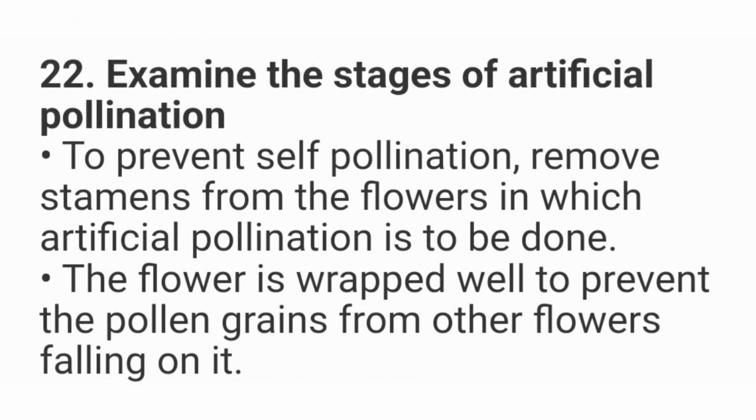Question number 22. Examine the stages of artificial pollination. Answer: to prevent self-pollination, remove stamens from the flowers in which artificial pollination is to be done. The flower is wrapped well to prevent the pollen grains from other flowers falling on it.